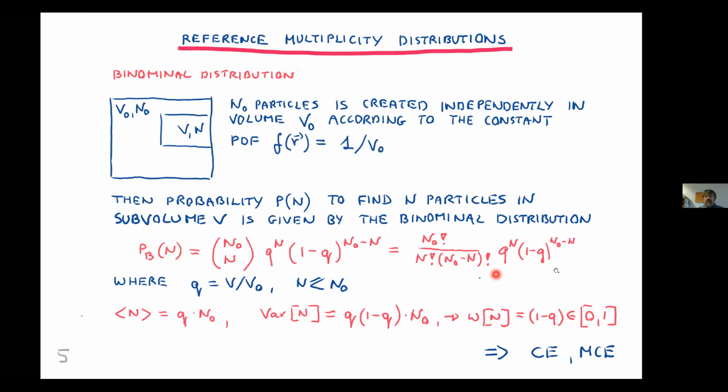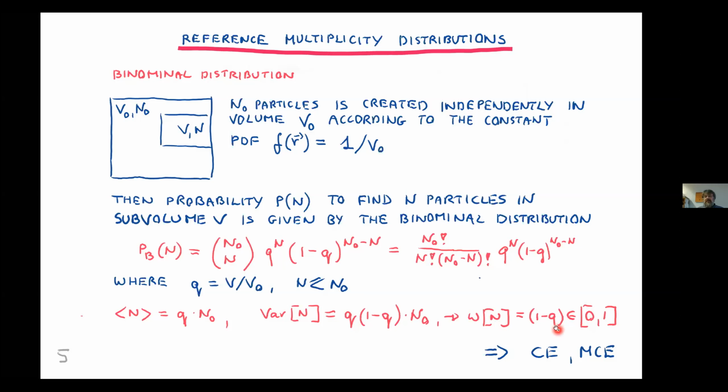Standard formula here: q is just the probability for a single particle to hit V. It's just V over V0. And what is important to note, of course, is that n has an upper limit. It's n0. I cannot find in V more than n0 particles. The mean multiplicity is q times n0, the variance is q times (1 minus q) times n0, and then the scaled variance, our quantity, will be 1 minus q.